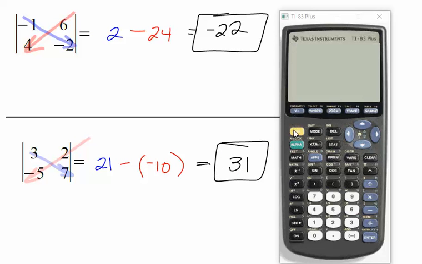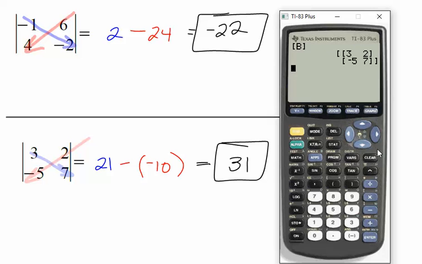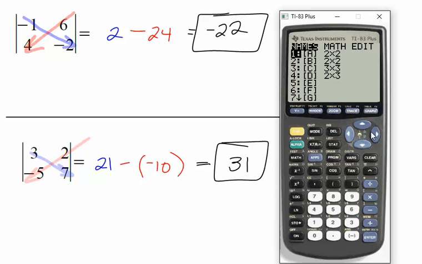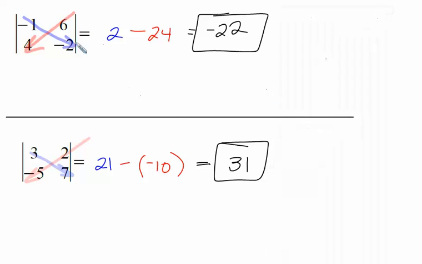When we come back to check on the calculator, I've stored this as matrix B. Let's double check and make sure I entered it correctly. And I did. So now we want to find the determinant, which means we go over to math, determinant of matrix B. I can hit number 2 if I want to grab B. And there it is. The determinant of B is 31. So when we're doing a 2 by 2 matrix, it's really not that bad.